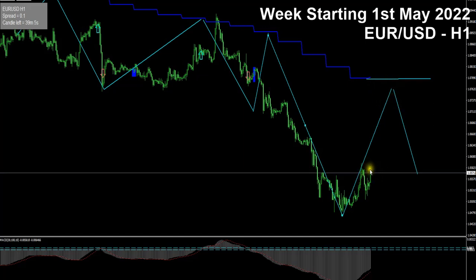Because price is underneath the moving average, we won't be taking any buy signals. If price is underneath, we only look to sell. So that's what we will be looking for next week, but we want to see a retrace first before we take a sell opportunity as far up near this multi-time frame moving average as possible.